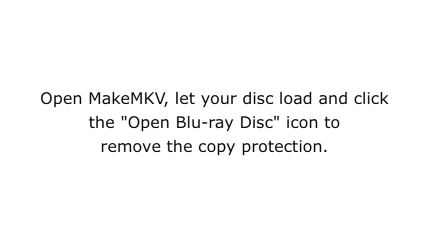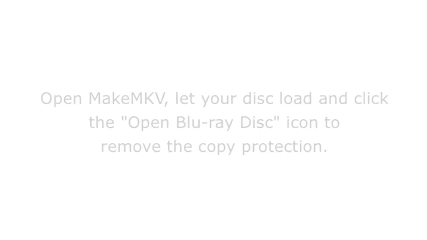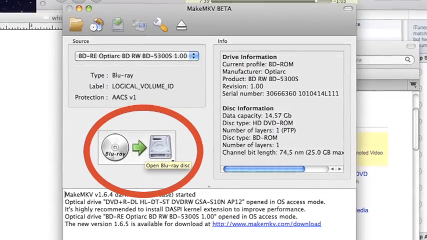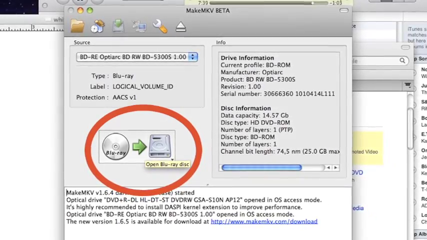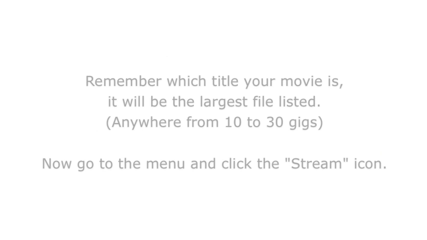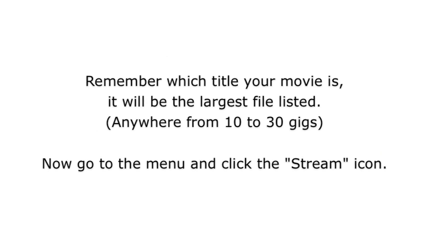Interweb. Open MakeMKV, let your disk load, and click on the Open Blu-ray Disk icon to remove the copy protection. Remember which title your movie is, it will be the largest file listed, anywhere from 10 to 30 gigabytes. Now go to the menu and click the Stream icon.